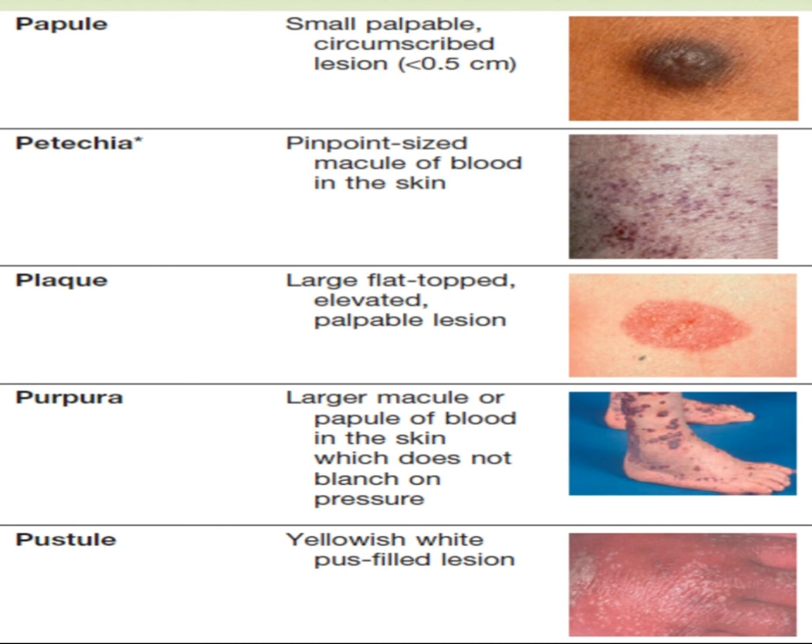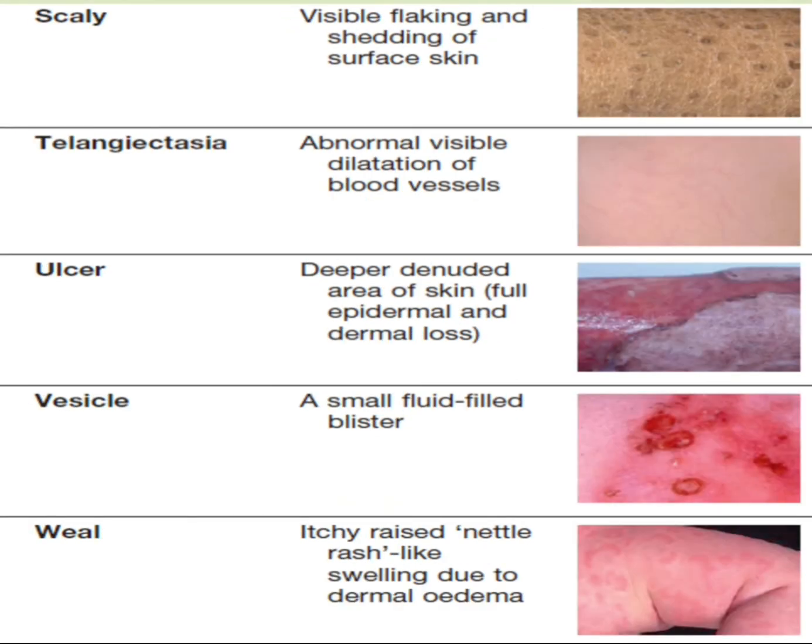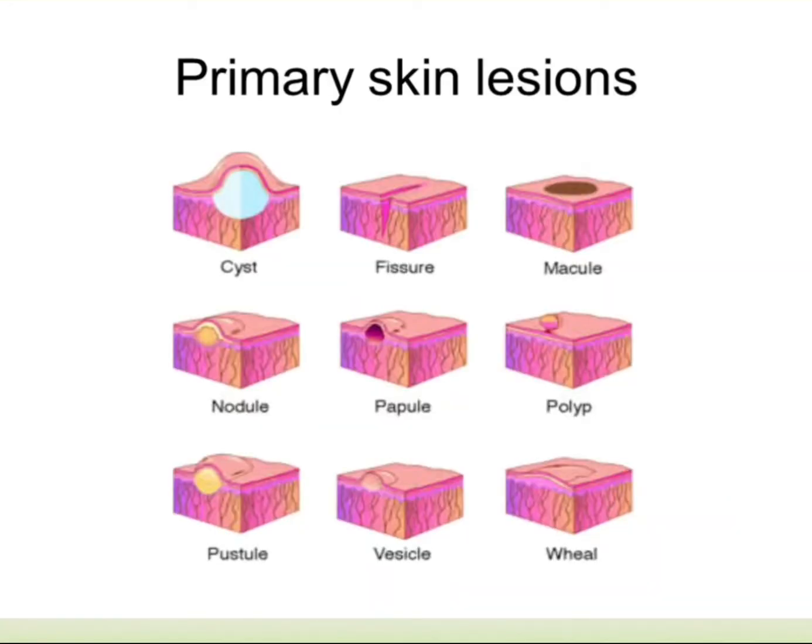Purpura, larger macule or papule of blood in the skin which does not blanch on pressure. Pustule, yellowish white pus-filled lesion. Scaly, visible flaking and shedding of surface skin. Telangiectasia, abnormal visible dilatation of blood vessels. Ulcers, deeper denuded area of skin, full epidermal and dermal loss. Vesicle, a small fluid-filled blister. Wheal, itchy raised nettle rash-like swelling due to dermal edema.